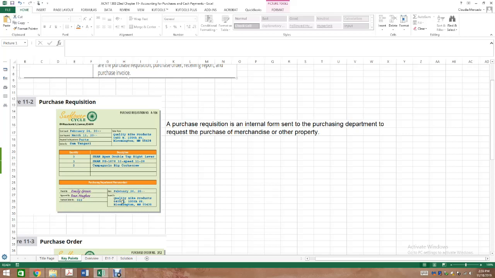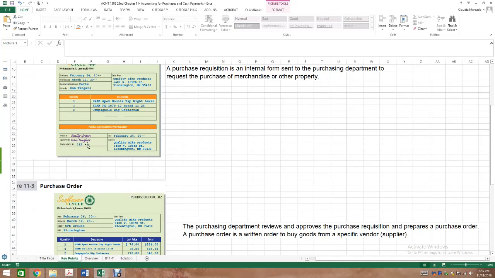This is the date the order was placed. So if you see, the purchase requisition was submitted on the 24th, the order was not placed till the 26th, 2 days later. And it was issued to Quality Bike Products. So this is where it's going to be issued to. These are the people they're going to be sending the parts to.